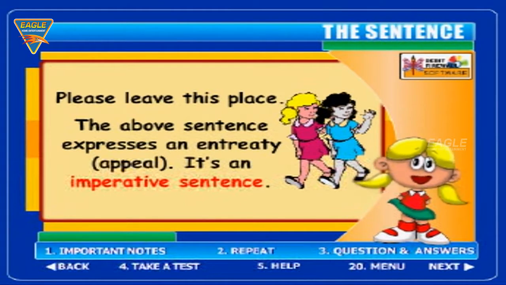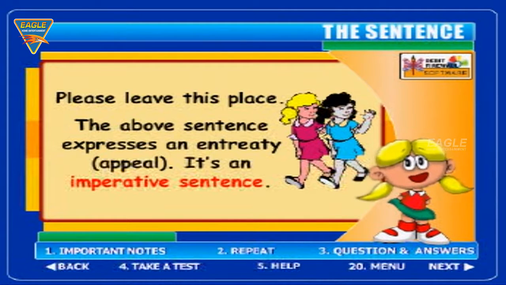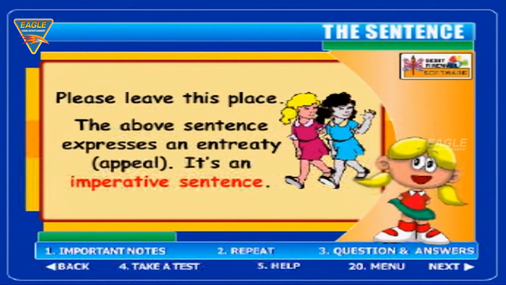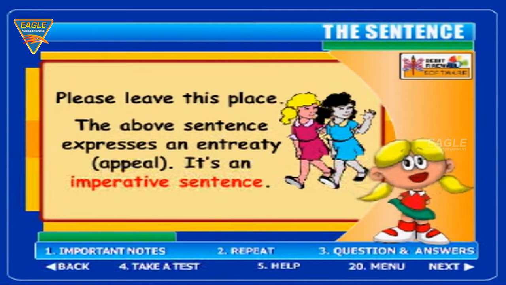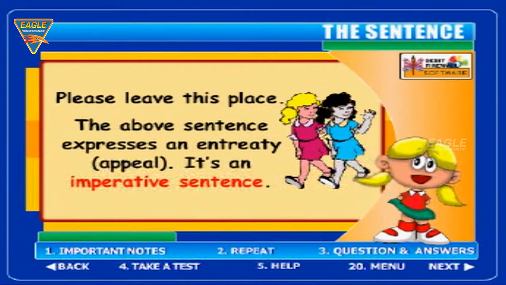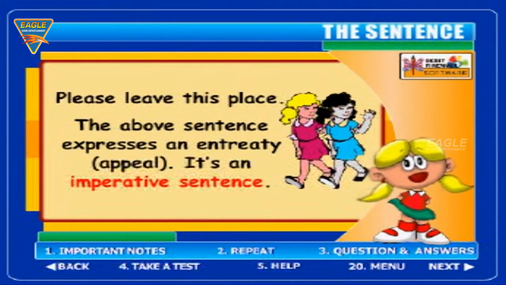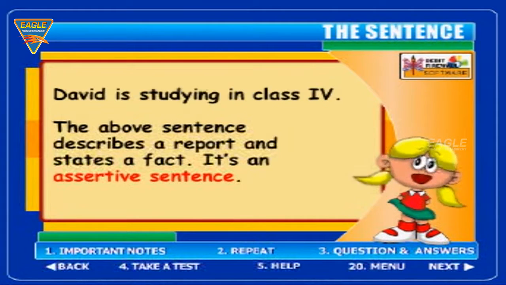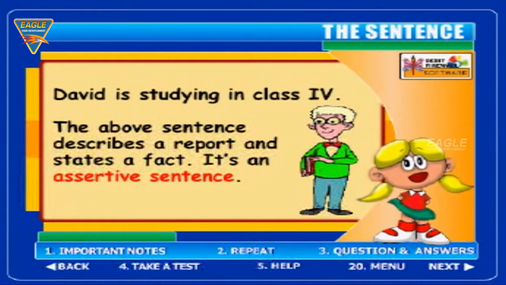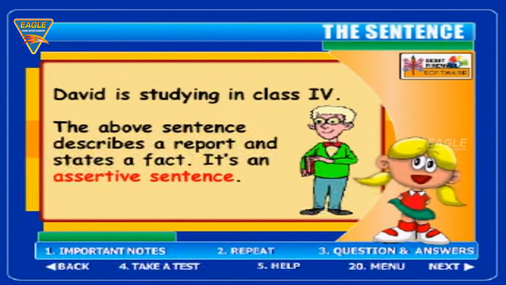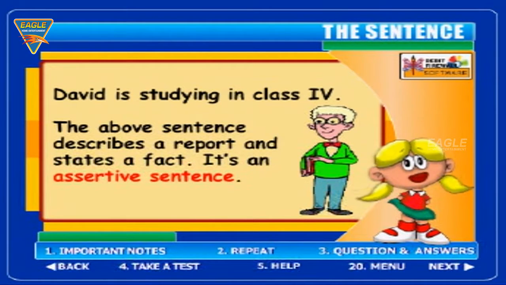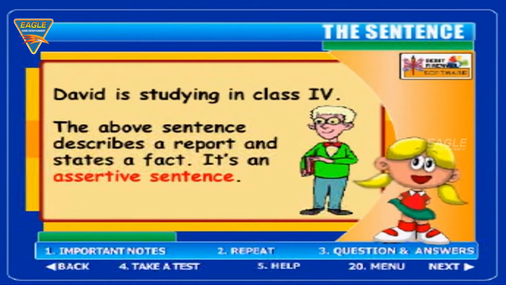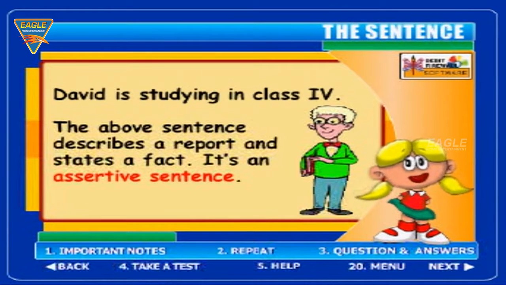Please leave this place. The above sentence expresses an entreaty, that is, an appeal. It's an imperative sentence. David is studying in class 4. The above sentence describes a report and states a fact. It's an assertive sentence.